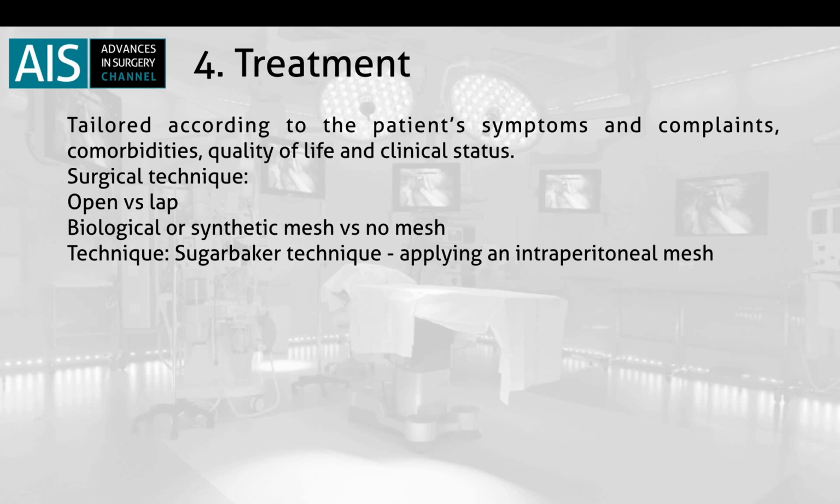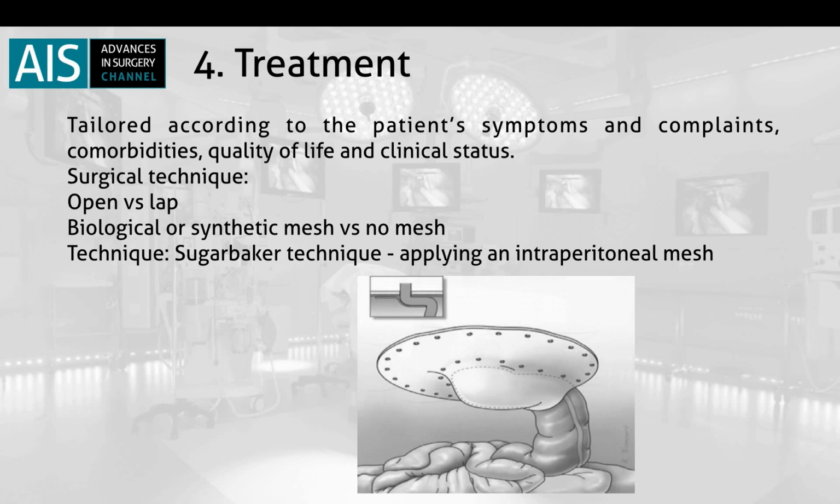There are some clinical measures that can be taken to minimize symptoms, such as use of support garments, losing weight, and follow-up with stomal nurses. Many techniques have been proposed, from Sugarbaker to repositioning of the colostomy, open versus laparoscopic, biological or synthetic mesh versus no mesh. One of the most frequently employed techniques is the Sugarbaker technique, which consists of applying an intraperitoneal mesh covering the ostomy.